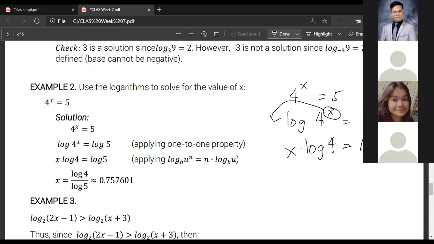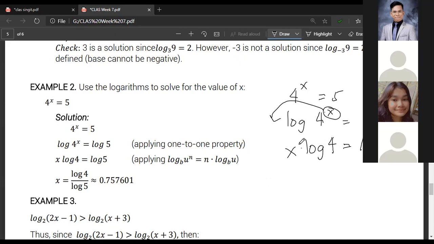Ano nga class ulit yung hinahanap natin dito? Yung value ng x. O ngayon, paano natin mahanap yung value of x, kung x na lang? O anong gagawin natin? Sunod na step. Change base theorem po. Mag-change base ba tayo? Log 4 divided by log 5.